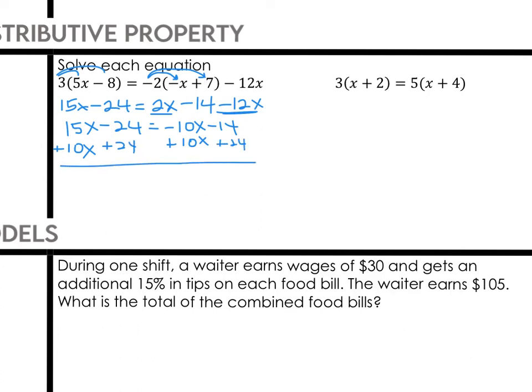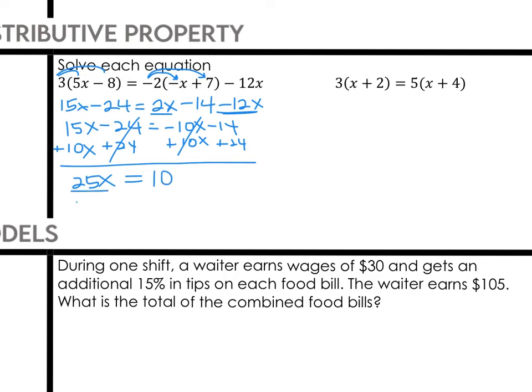Combining like terms on that left-hand side, 15x plus 10x is 25x. The 24's cancel. On the right, the 10x's cancel. Negative 24 plus 24 would give us 10. Now this is pretty straightforward, I would think.